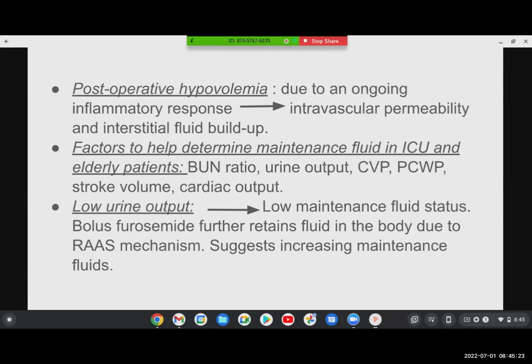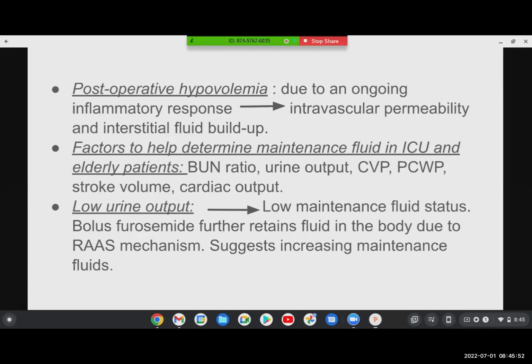Factors to help determine maintenance fluid in ICU and elderly patients. This is basically measured by the BUN ratio. If the BUN ratio is over 20, we estimate a pre-renal failure, and if the BUN ratio is less than 10, we estimate a renal failure, and we give fluid supplementation accordingly.